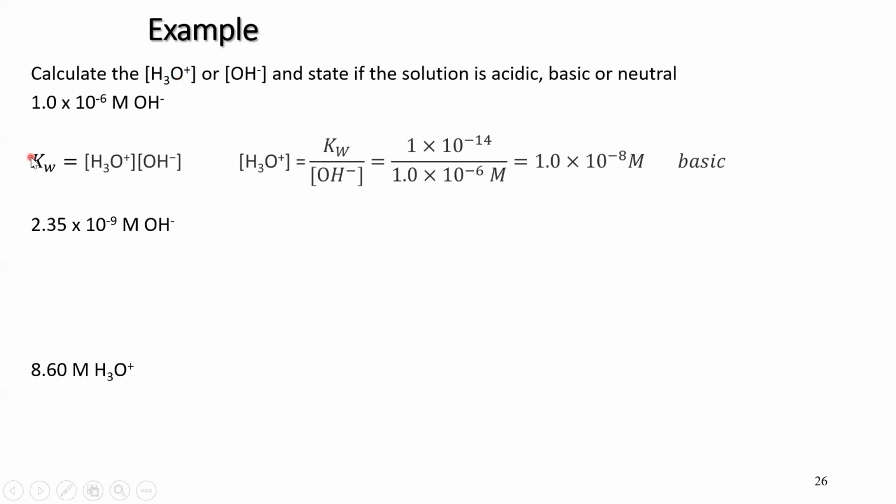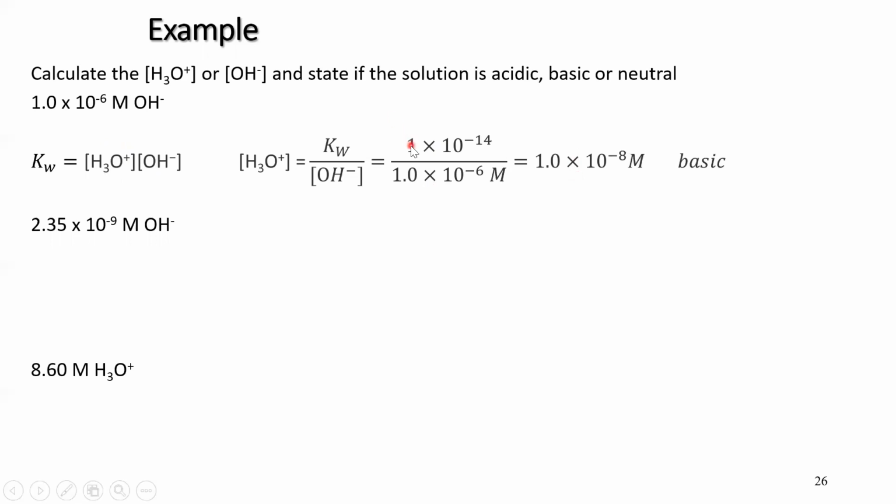Okay, well, how do we do that? Well, we know that Kw equals the hydronium ion concentration times the hydroxide ion concentration. If we want to figure out the hydronium ion concentration, we would divide both sides by the hydroxide ion concentration. So the hydronium ion is Kw divided by the hydroxide. So 1 times 10 to the minus 14 divided by 1.0 times 10 to the minus 6 will give us our hydrogen ion or hydronium ion concentration.